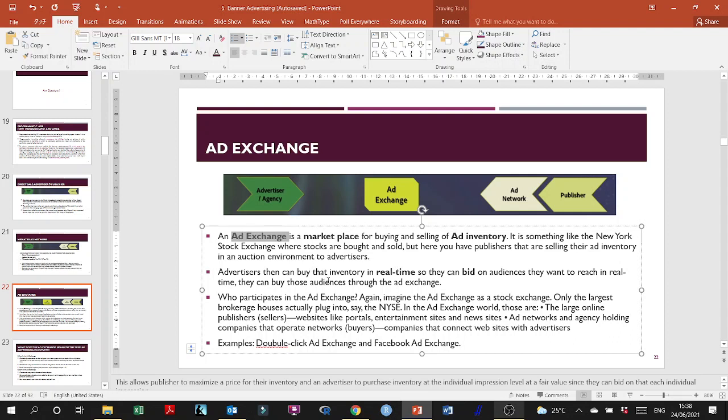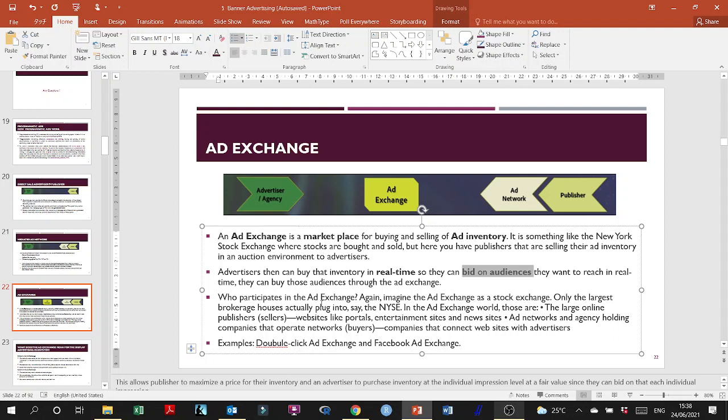Advertisers then can buy that inventory in real time. This is also a very important word that I highlighted already, real time, so that they can bid on audiences. So they don't really bid on space, they bid on audience. And this is something that I started to help you understand from the last class. The bidding happens on audiences, the bidding happens on views. They want to reach in real time. They can buy those audiences through the ad exchange.